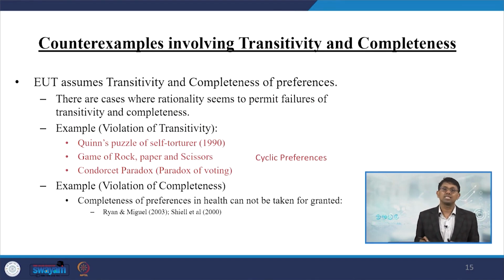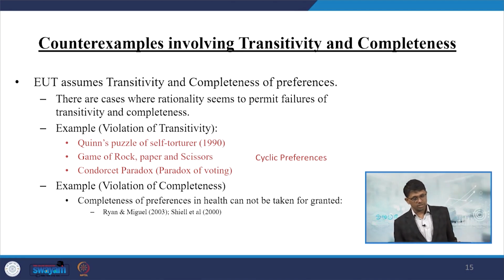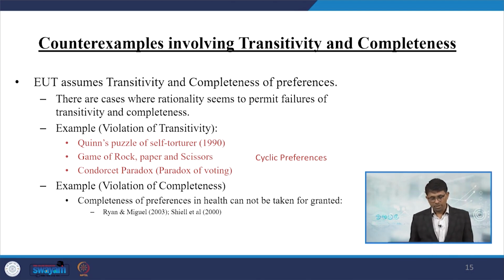Counterexamples involving transitivity and completeness. We already assumed that in the traditional theory, transitivity and completeness of preferences should be there. There are cases where rationality seems to permit failures of transitivity and completeness. Some works mention Quinn's puzzle of the self-torturer, the game of rock, paper and scissors, and even the Condorcet paradox. In all three cases, the preferences are indeed cyclic, though they do not follow either completeness or transitivity.